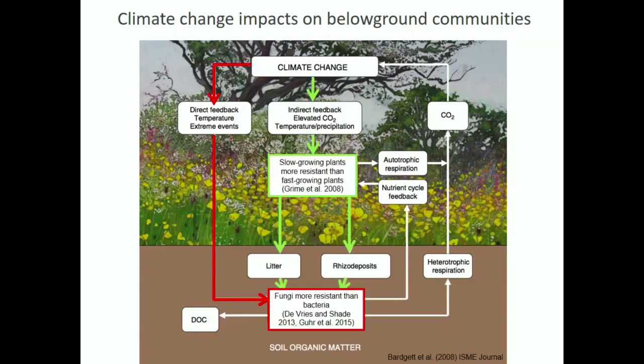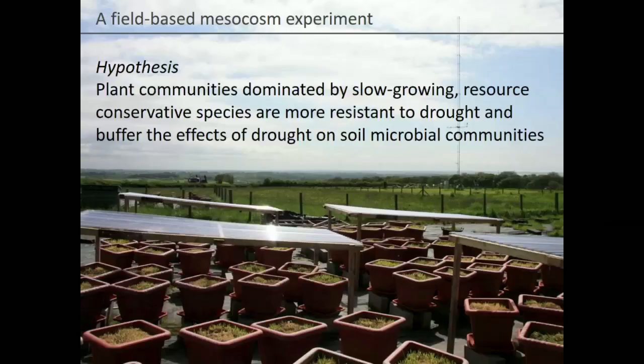However, we don't really know how this affects how the soil community is affected by drought, and we particularly don't know how this affects the recovery of these soil communities. This is important because changes in soil communities can affect soil functioning and can actually feed back to climate change, for example, by producing CO2. So our hypothesis was that plant communities dominated by slow-growing, resource-conservative species are more resistant to drought and would thereby buffer the effects of drought on soil communities and their functioning.